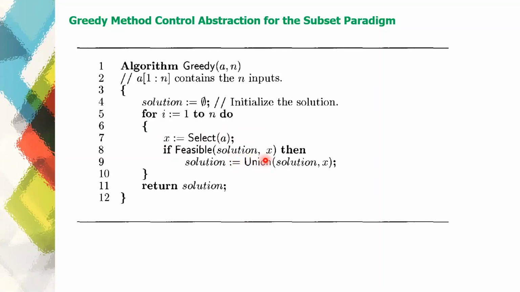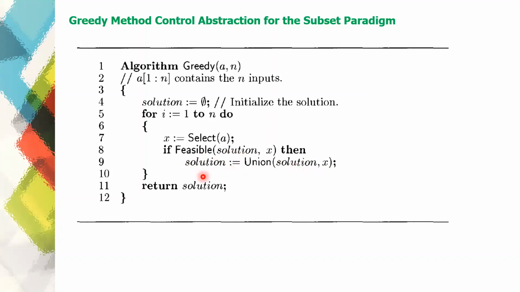After including this input x in the solution, if it gives you a feasible solution, that is, you are either maximizing or minimizing the objective function, and your objective function is being achieved, then add x to your solution. That is, the union of the solution with x. Otherwise, you will not include x in the solution.